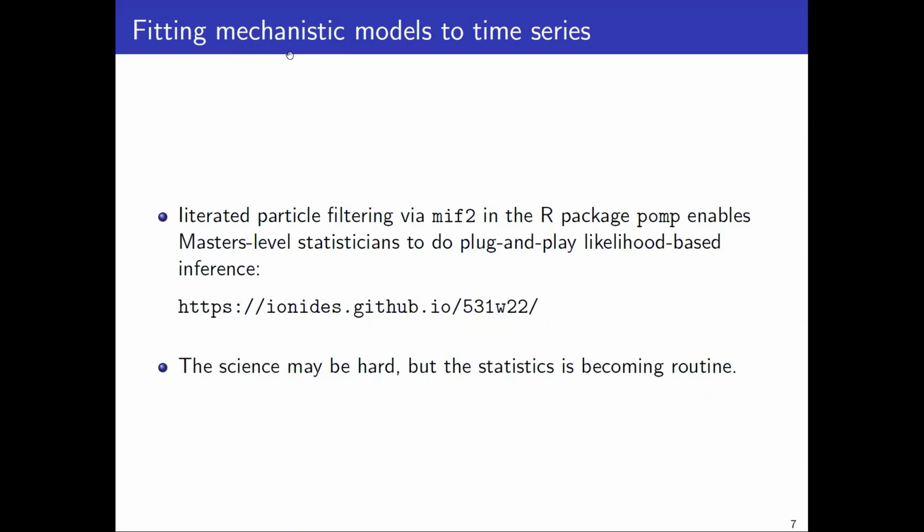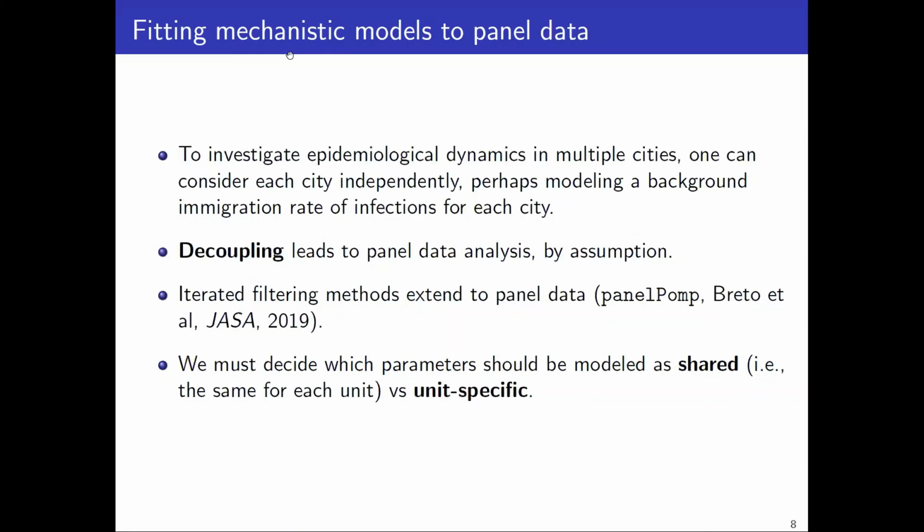And so the science may be hard, right? The models are nonlinear, they're hard to understand. The statistics is becoming more routine in that case. So for panel data, we have high dimensional data, but we just don't have the coupling. This is a natural thing to do. If you can avoid coupling, you do avoid coupling.